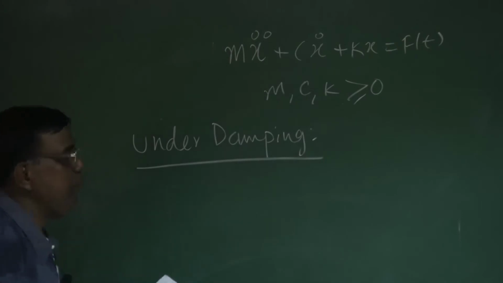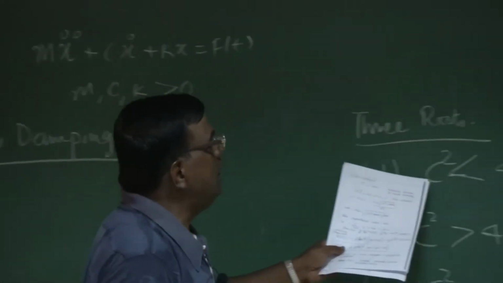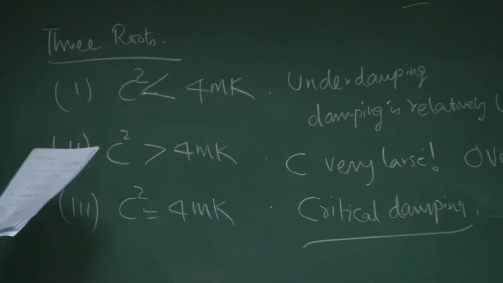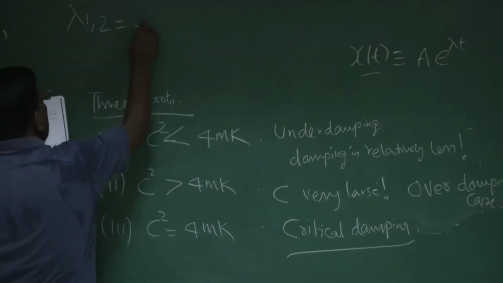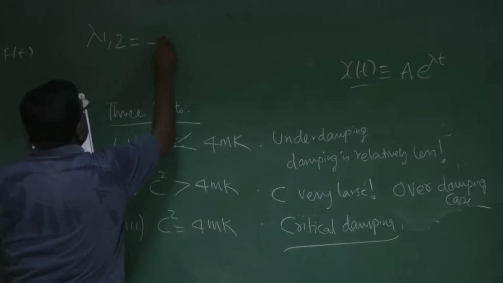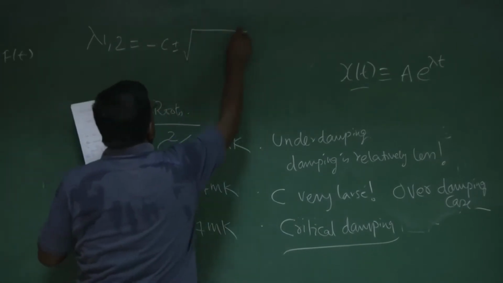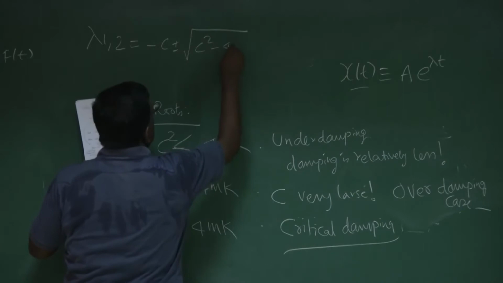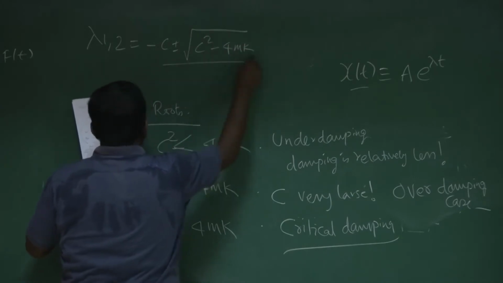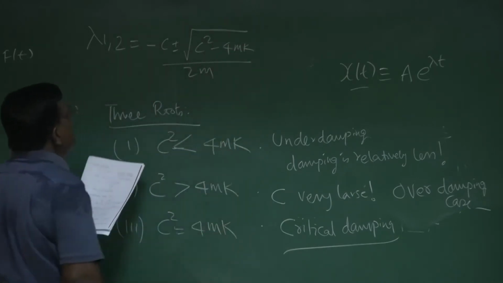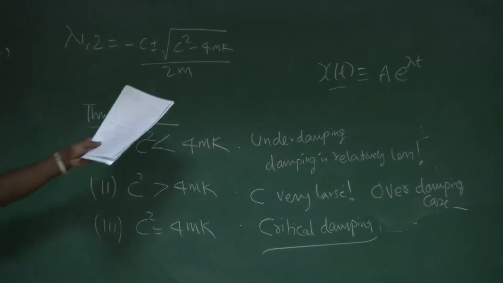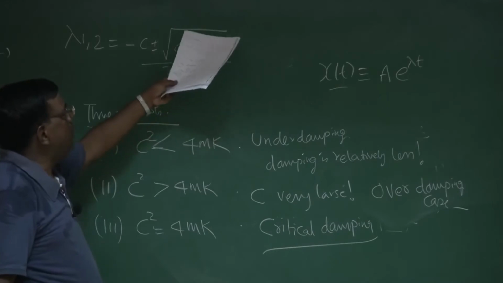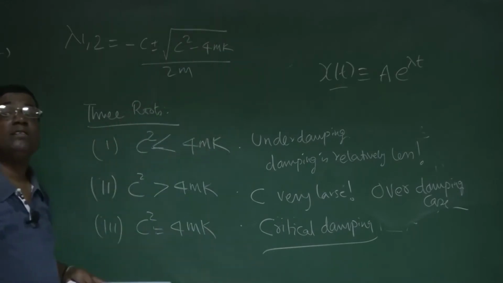What is this case under damping? That is the case c square less than 4mk. So the roots of the equation, if you recall, lambda 1, 2, we wrote as minus c plus minus under root c square minus 4mk by 2m. So once I say c square less than 4mk, that means this argument under the square root is negative, so it will give a complex number.